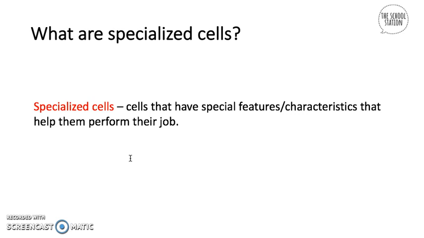However, all of these jobs require people to be trained to a certain degree or level to be able to perform that job. They have special features or characteristics: those special degrees, or a specific level of training, to be able to perform their jobs. Therefore, you can treat specialized cells like humans. They also have special features or characteristics that help them perform their job. They have a specific job to do, and specific features that help them do it. So that's basically what specialized cells are.